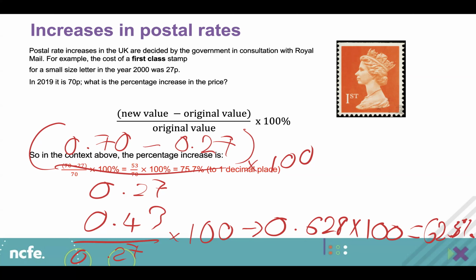Huh? No, that's wrong. Because 70 take away 27 is not 53. So what they have done is wrong. 70 take away 27 is 43. So the method would be this way. So it would be 62.8. Guys, ignore this one, as the maths has been done wrong here, because 70 take away 27 is 43, not 53.